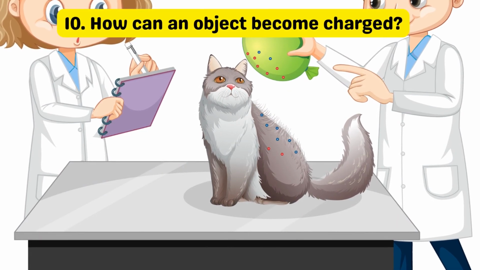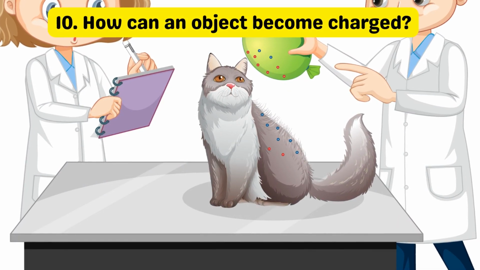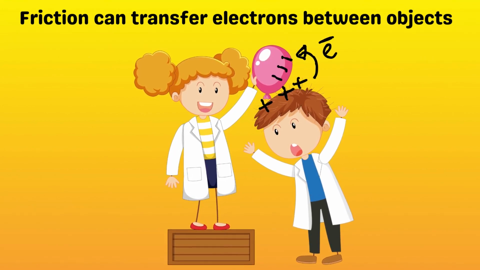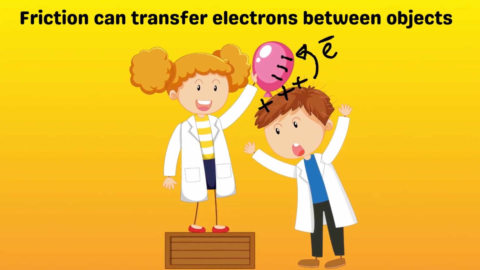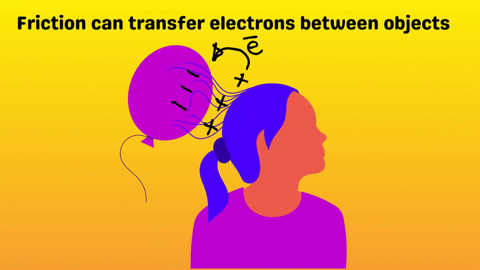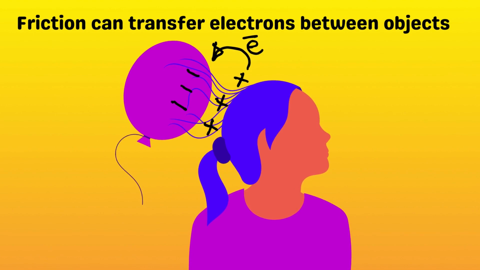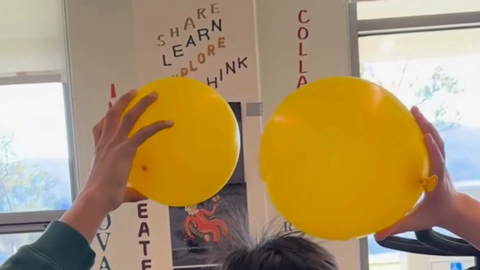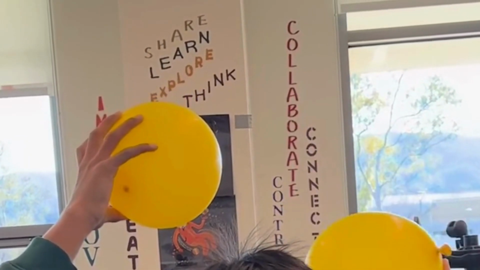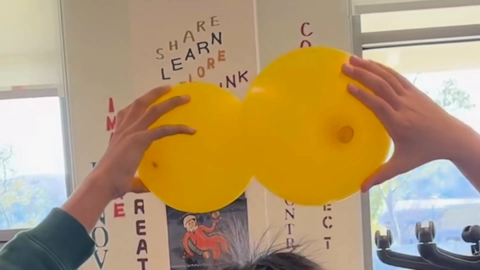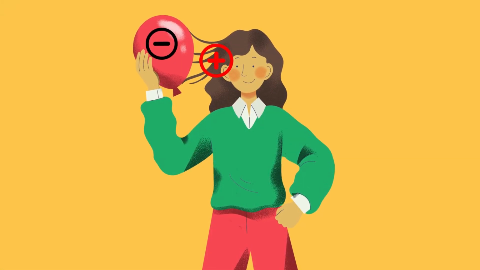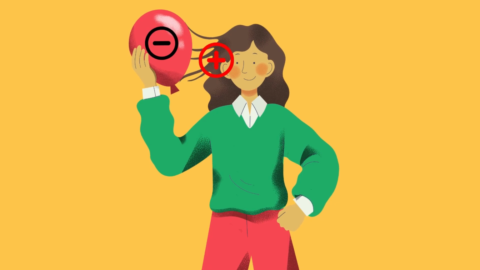Question 10. How can an object become charged? Friction can transfer electrons between objects, leading to one object becoming negatively charged because it gains electrons and the other positively charged because it loses electrons. For example, when a balloon is rubbed on your hair, electrons are transferred from your hair to the balloon. So the balloon will be negatively charged and your hair will be positively charged.